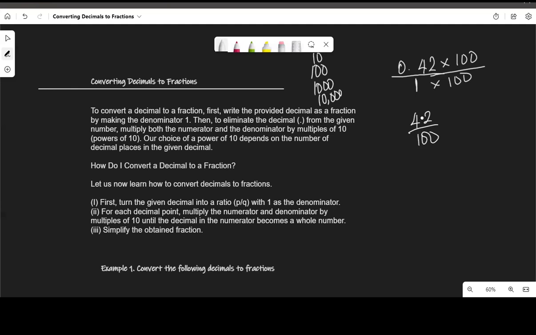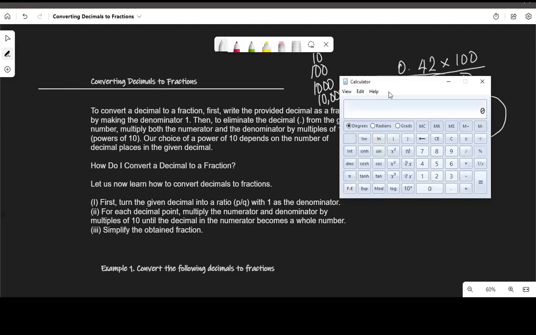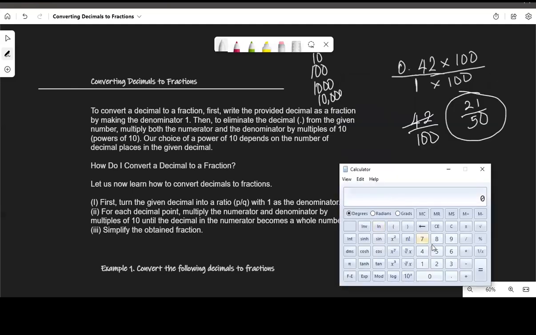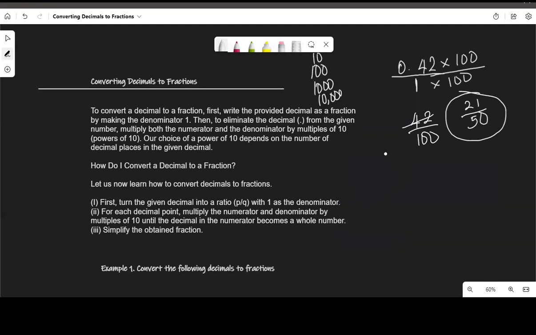Now reducing this to the lowest form, what divides 42 and 100? 2 divides. 2 in 42 is 21, and 2 in 100 is 50. So 0.42 in fraction form is 21 over 50. If you have your calculator with you and you press 21 over 50, you see that you get the same thing. Let's check that out. 21 divided by 50, you see that we have 0.42. So that is how to express a decimal number as a fraction.